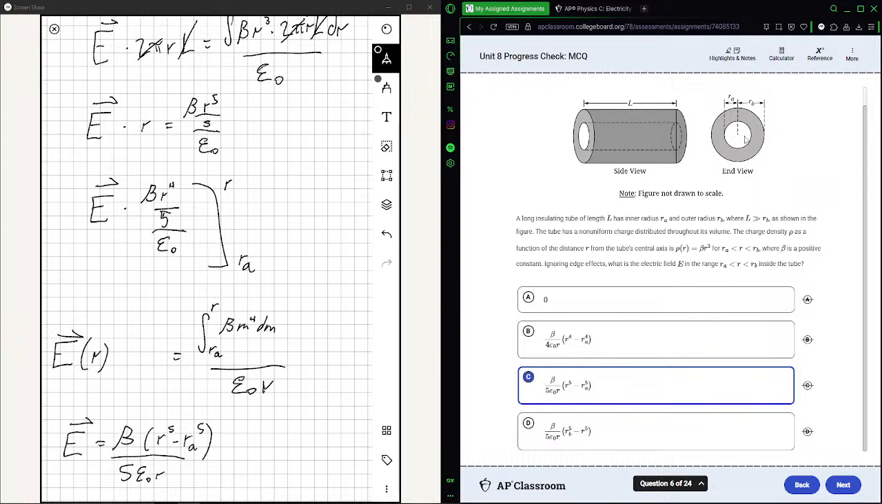So the inner bound of this integral has to be RA, because it's the accumulation of all those Gaussians, whatever you want to call them. Wait, so is it RA to R? Oh, okay, got it. The charge enclosed is from the radius of RA to R. That actually does make sense. Yeah, that does make sense.